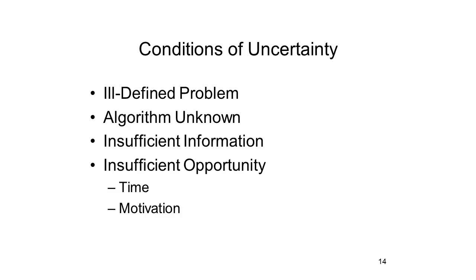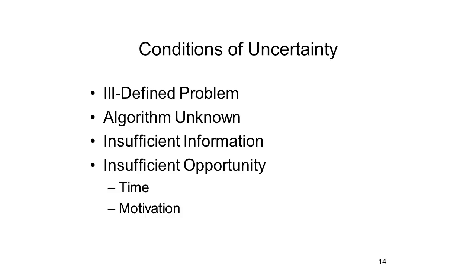But uncertainty can occur under other conditions as well. For example, a problem may be well defined in some formal sense, but you simply don't know what the algorithm is. Or you may know what the algorithm is, but you may have insufficient information to apply the algorithm. Or you may have insufficient opportunity to apply the algorithm. These conditions are collectively known as judgment under uncertainty.